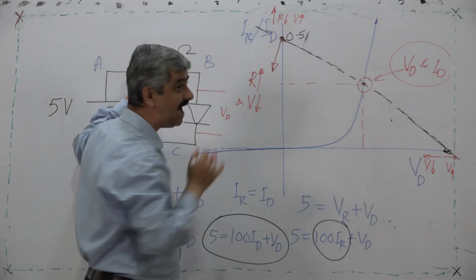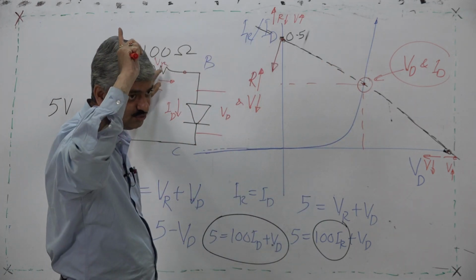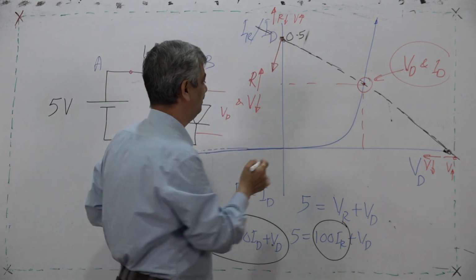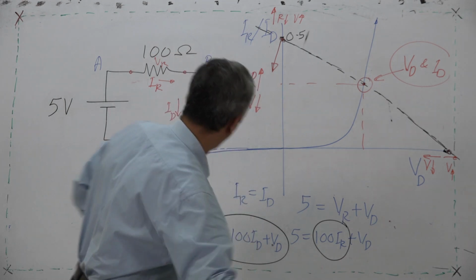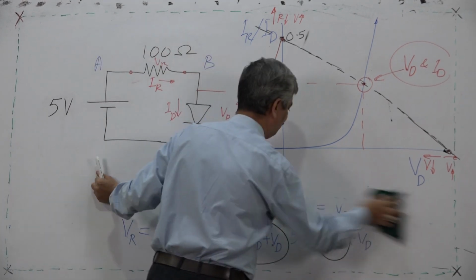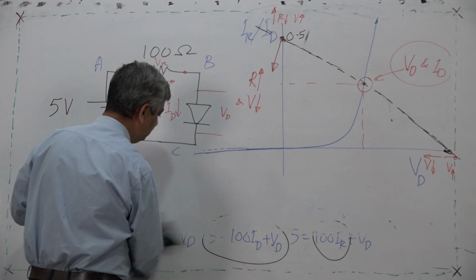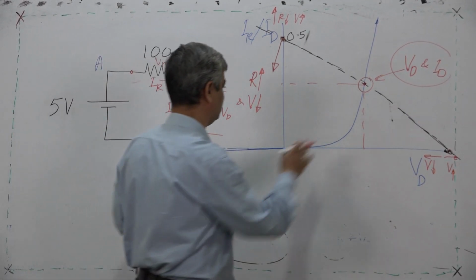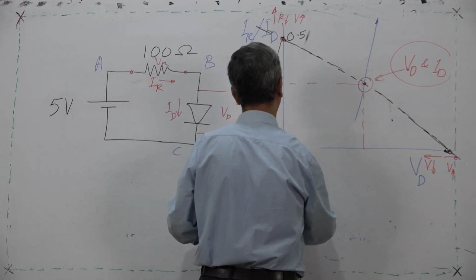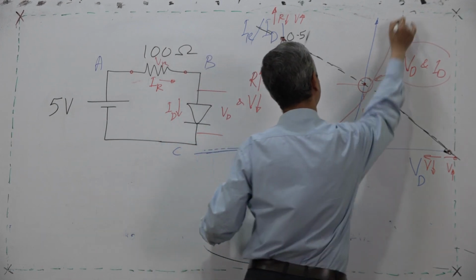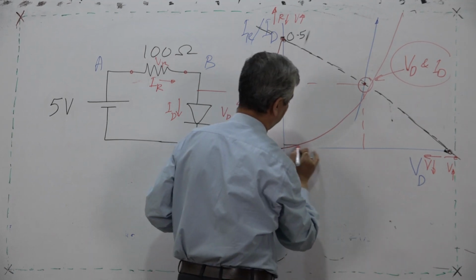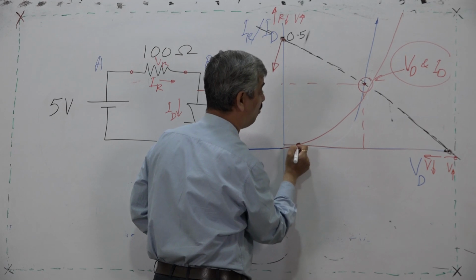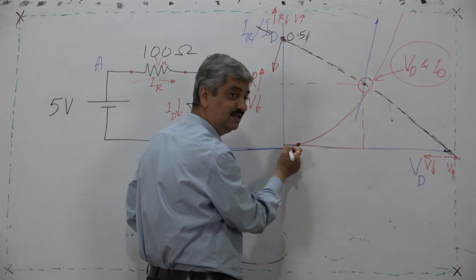If R is too large, tending towards infinity, it will come here. So, if I draw an exaggerated graph, not to scale, like this, and if R is too large, then it will meet somewhere here. So, the voltage across will be very small. If R is going to infinity, it will become near 0.